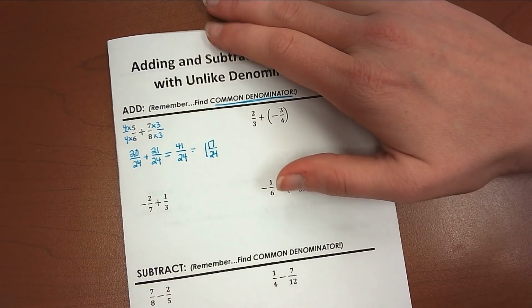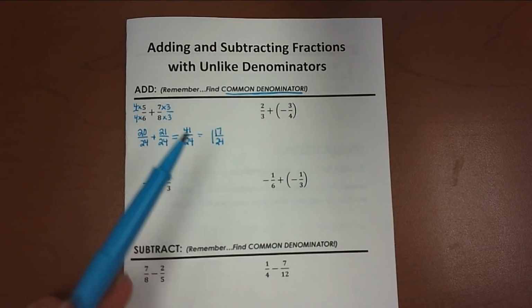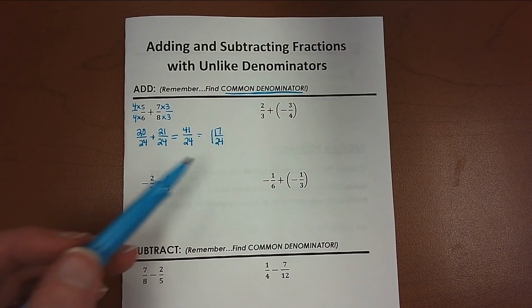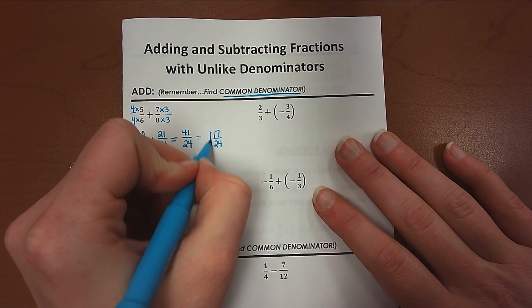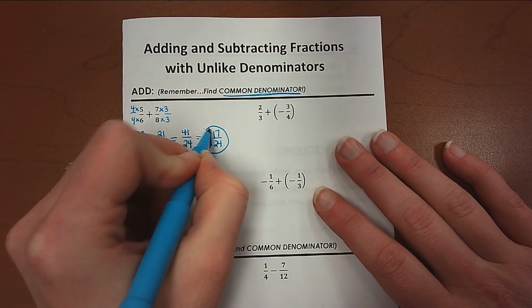Yeah, so 1 and 17/24ths. Now, I had a positive plus a positive, so my answer should be positive. 17 over 24 is in simplest form. And so my answer for 5/6 plus 7/8 is 1 and 17/24ths.